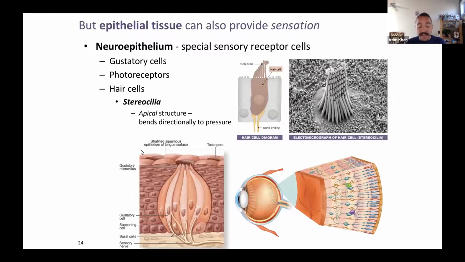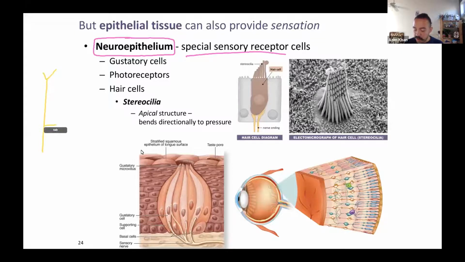What's interesting, though, is that while nervous tissue is really important for sensing, there is some epithelial tissue that is also adapted for sensation. Special epithelial tissue that's adapted for sensation is given a name: neuroepithelium. These are special sensory receptor cells.